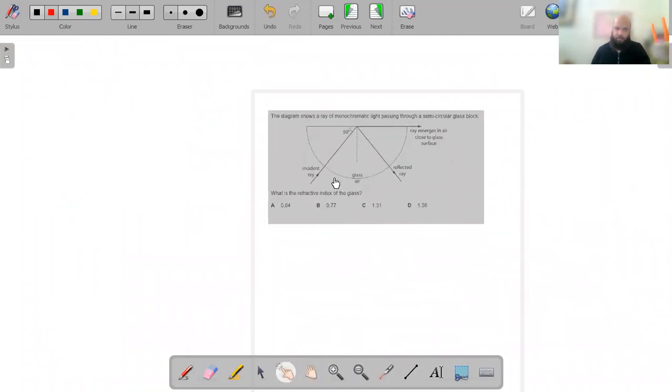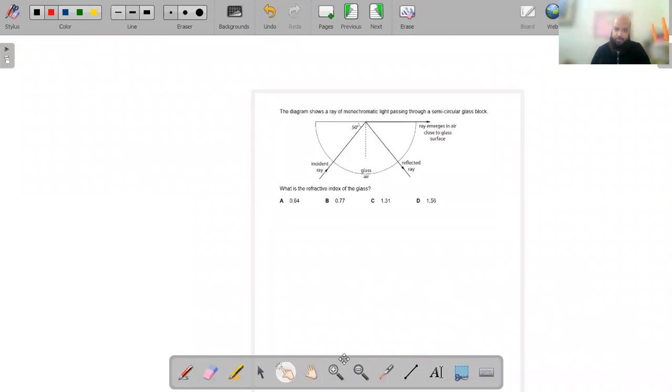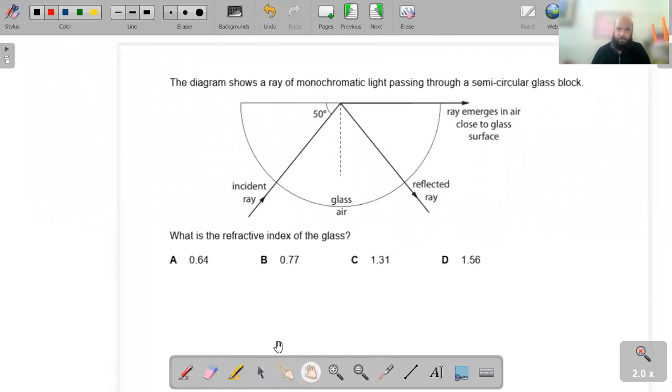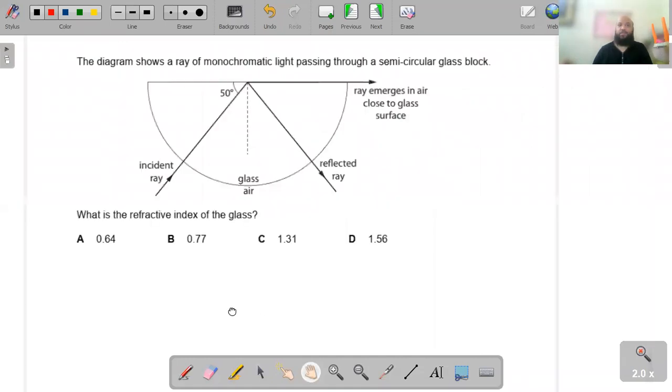This is the question. The diagram shows a ray of monochromatic light. Here the phrase monochromatic light is mentioned to make the question accurate, but it doesn't mean any value is given in this problem.